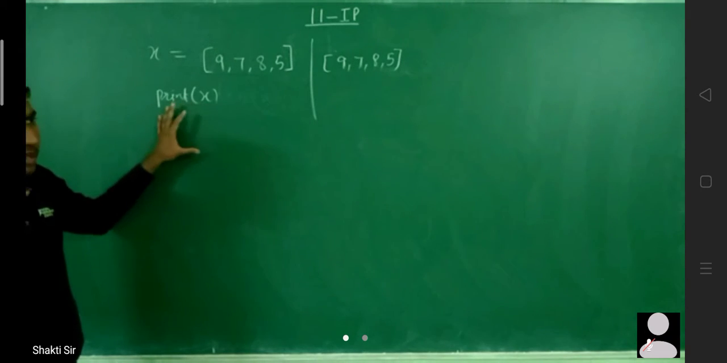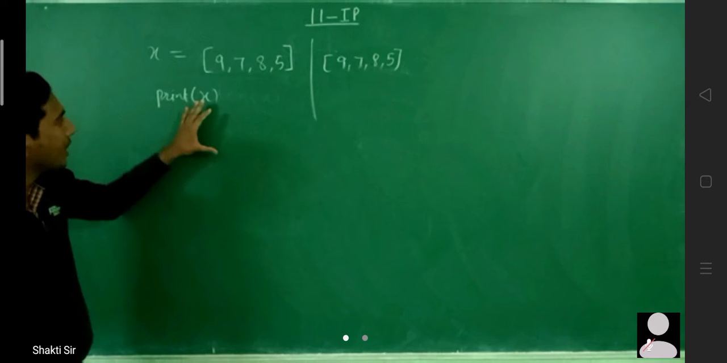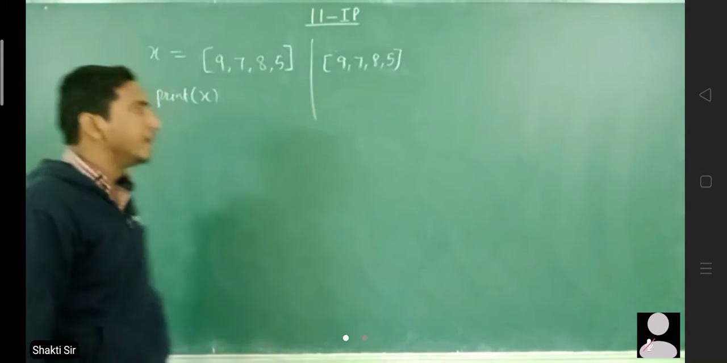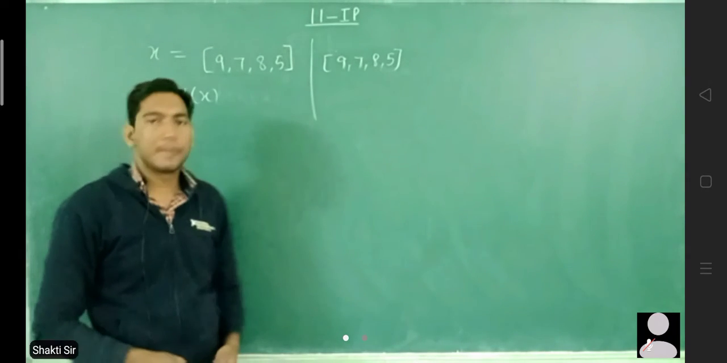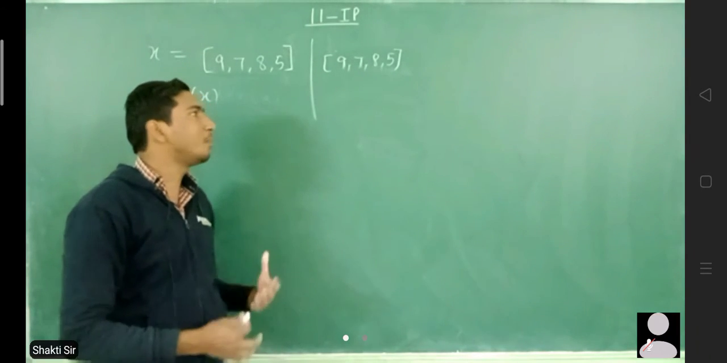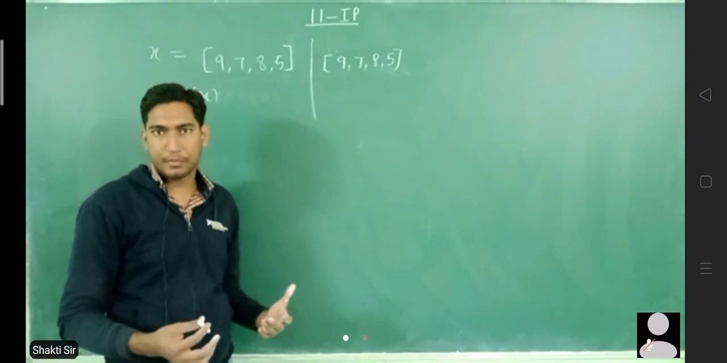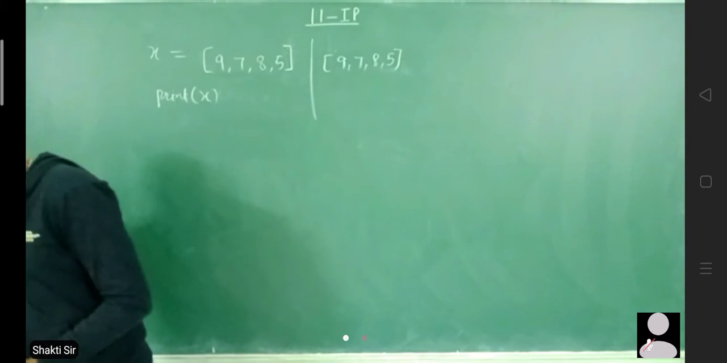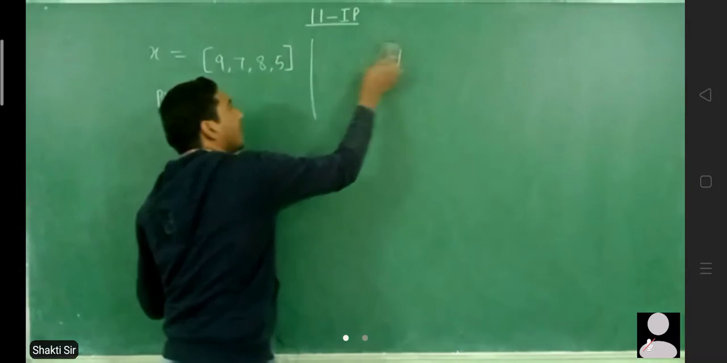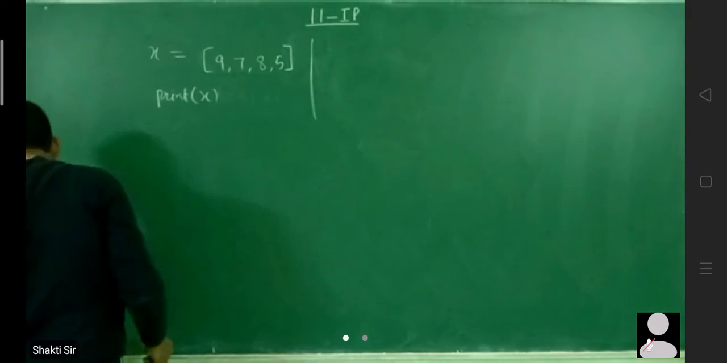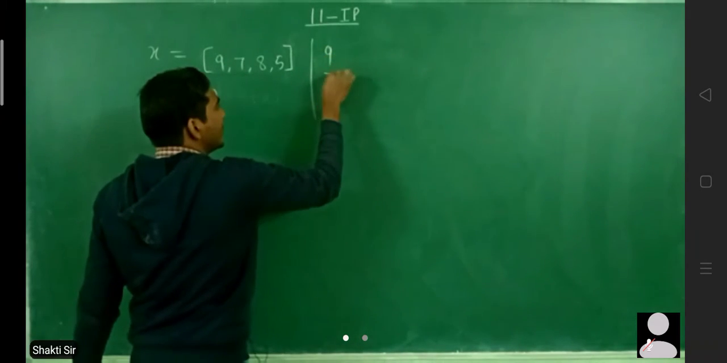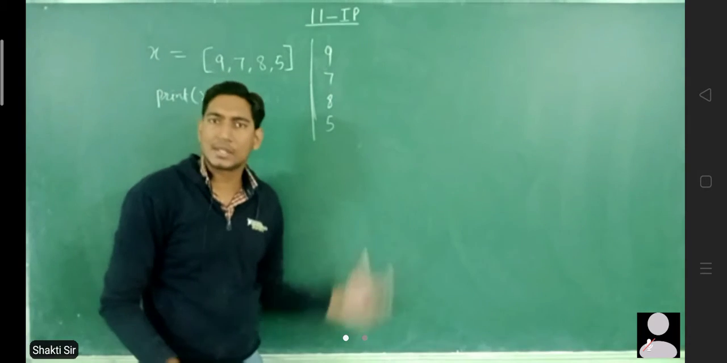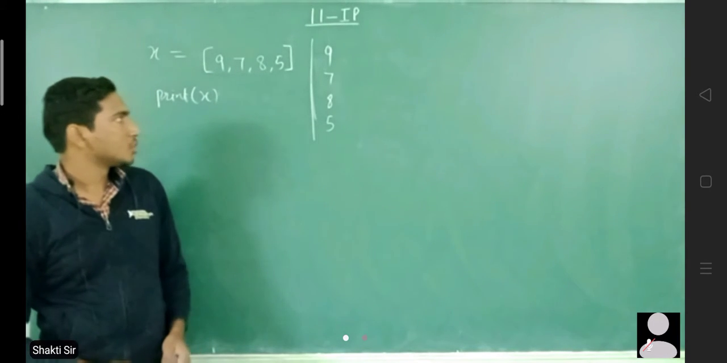Use the print function, and inside the print function pass the variable which contains the list, and you will get the output. This is one way to print a list, but many times we need to print individual elements of a list, not just the entire list altogether. So we want output something like that, 9, 7, 8, and 5, basically each item in a separate line. So what should I do for that?